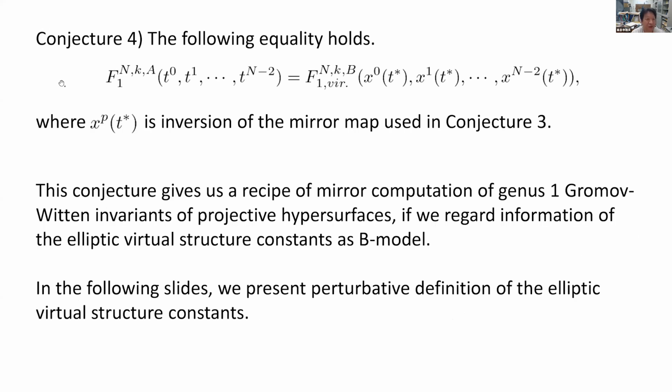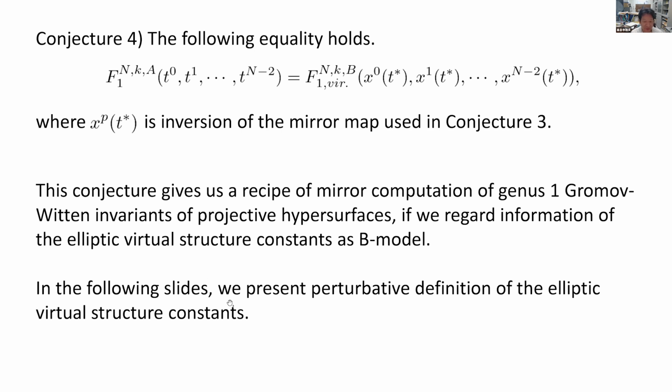Then our main conjecture in this talk is that the A model generating function is obtained from the B model generating function by substituting X0 with the inversion of the mirror map, which was used in conjecture 3. Then the B model generating function is translated into the A model generating function. So this conjecture gives a recipe for mirror computation of genus 1 Gromov-Witten invariants of projective hypersurfaces, if we regard the information of the elliptic vertical structure constants as the B model.